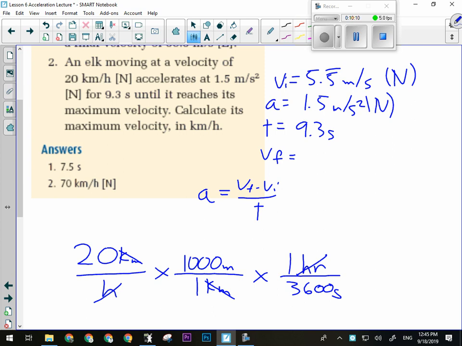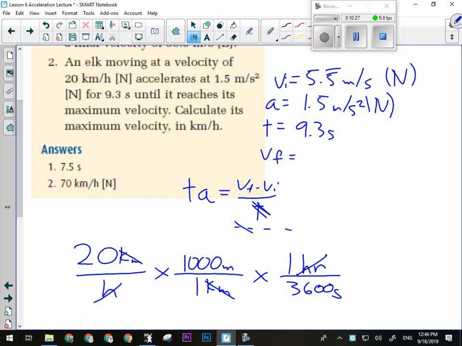I'm looking for VF. What part of this side of the equation is not attached to VF? T. All right, so I'm going to move T first. I'm going to multiply both sides by T. Then I'm going to add VI to both sides.